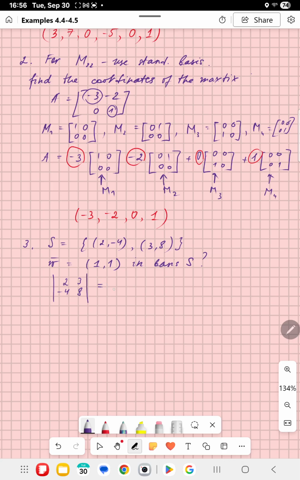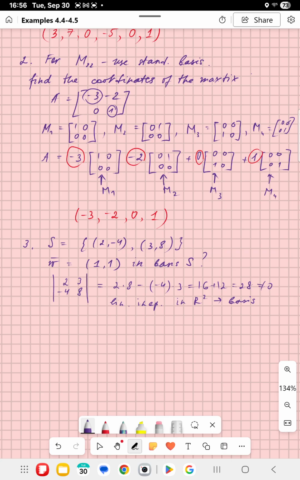So let's calculate the determinant. 2 times 8 minus (-4) times 3, which is 16 plus 12, which is going to be 28, not equal to 0. So linearly independent. And there are two of them in R^2, which means that it's a basis. Usually, guys, if I'm not asking you to check whether it's a basis or not, you don't have to. I'm doing this just to show you how other questions can possibly look.